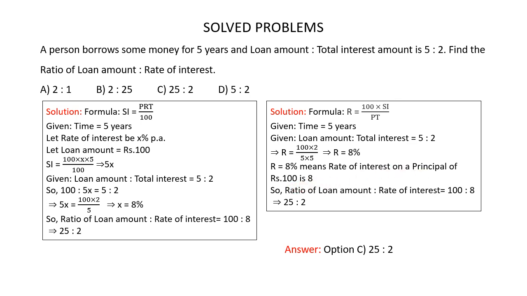Now we are asked to find the ratio of loan amount is to rate of interest. So now we know that the loan amount is rupees 100 and rate of interest is 8. So ratio of loan amount is to rate of interest is 100 is to 8, and on simplifying this we get 25 is to 2. So the required ratio is 25 is to 2. The correct answer is option C, 25 is to 2.